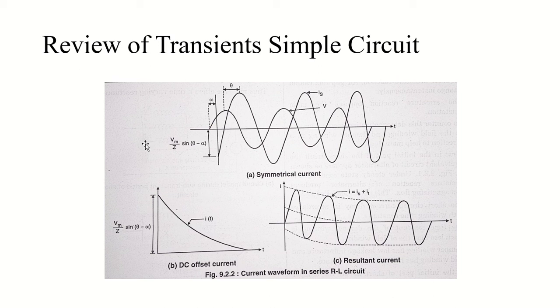Now the DC offset, or the transient waveform, or transient component we talked about, can be seen here. This is my IT DC offset. It is decaying exponentially corresponding to time with respect to constant L by R, and it causes the total current to be unsymmetrical till the transient decays.